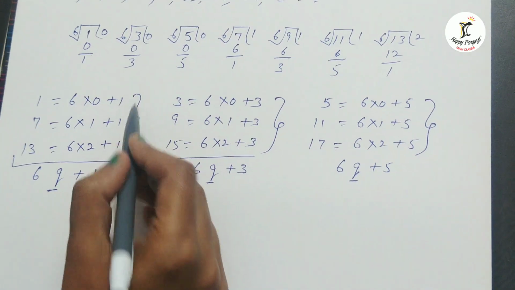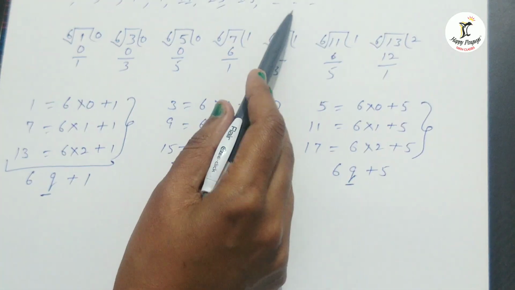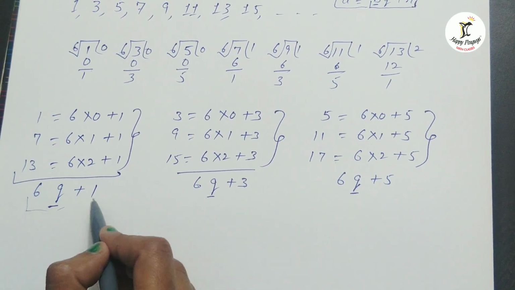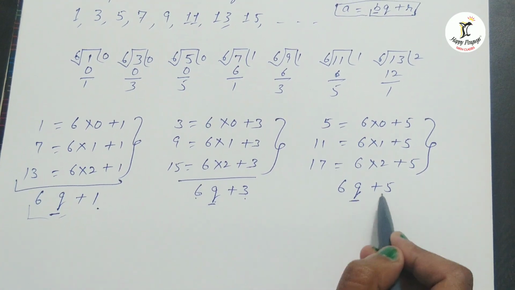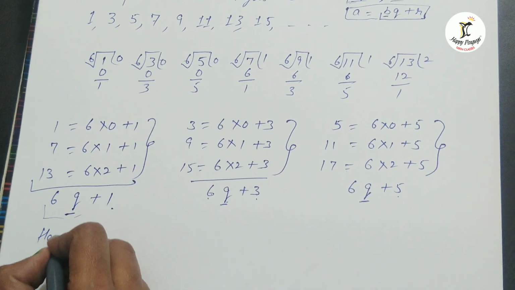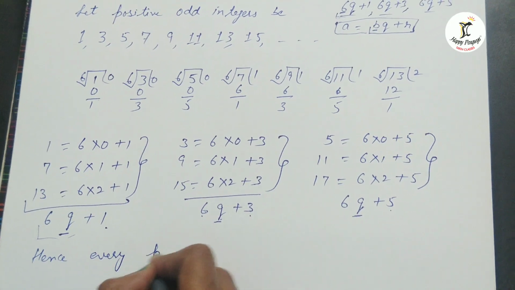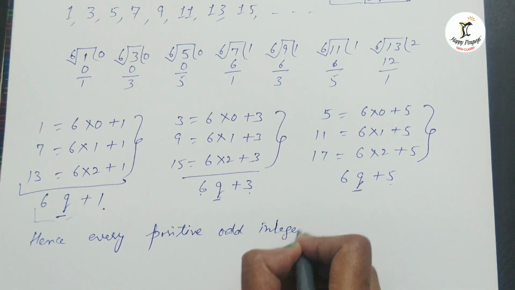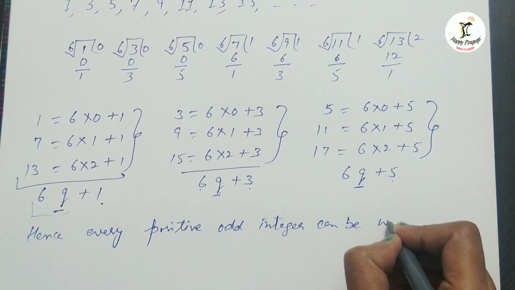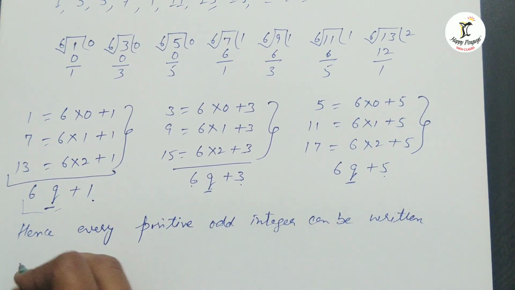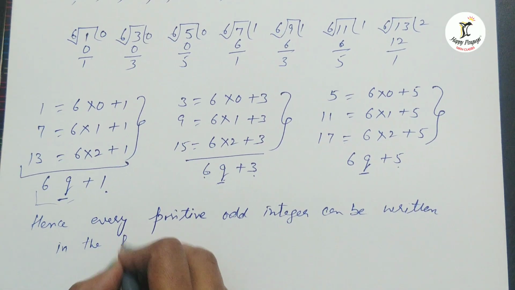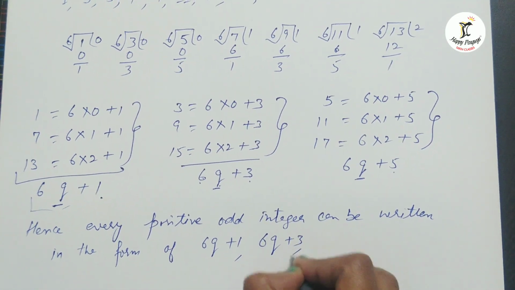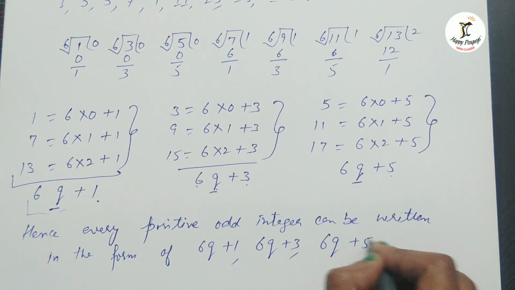Now we have taken different odd integers and proved that these all can be represented either in the form of 6q plus 1 or 6q plus 3 or 6q plus 5. Hence we proved that every positive odd integer can be written in the form of 6q plus 1, 6q plus 3 or 6q plus 5.